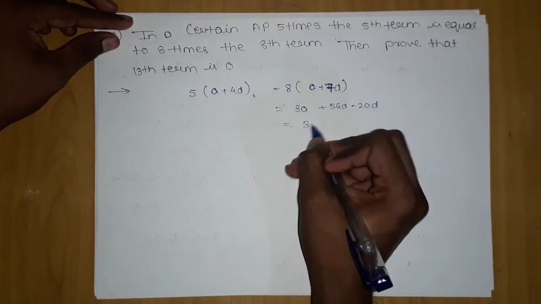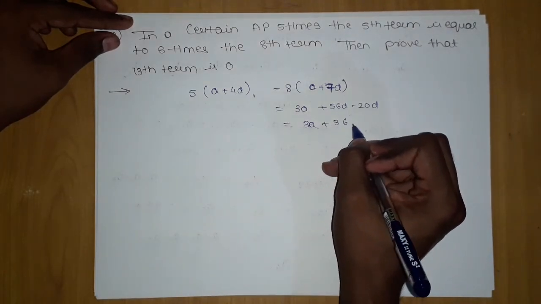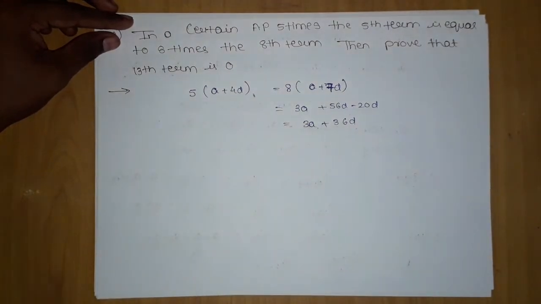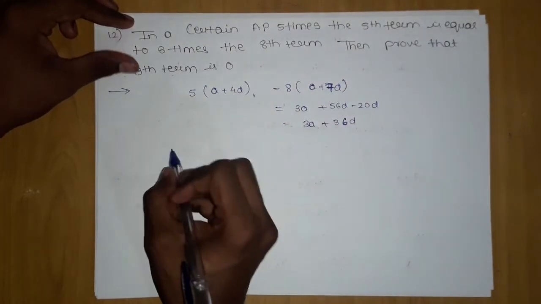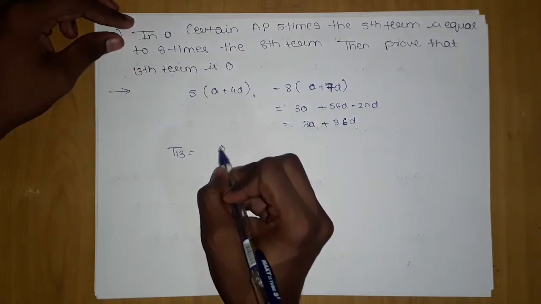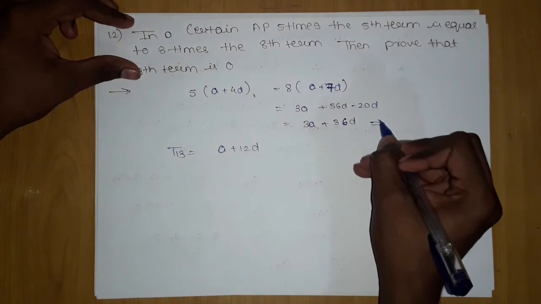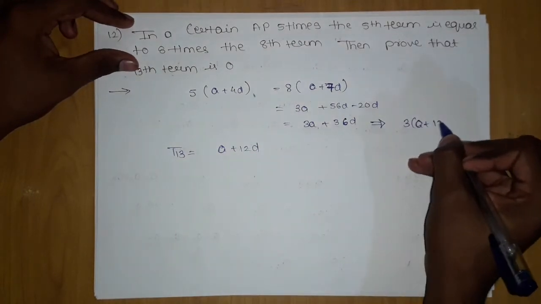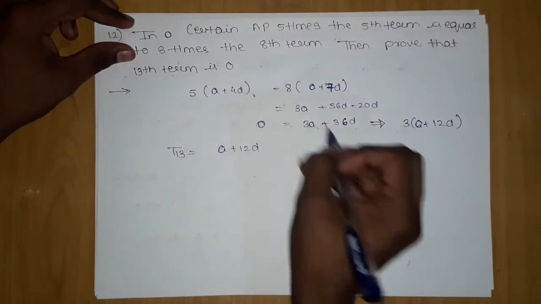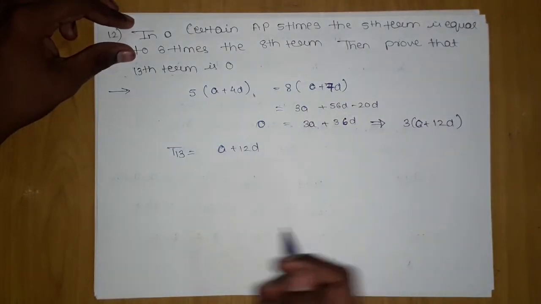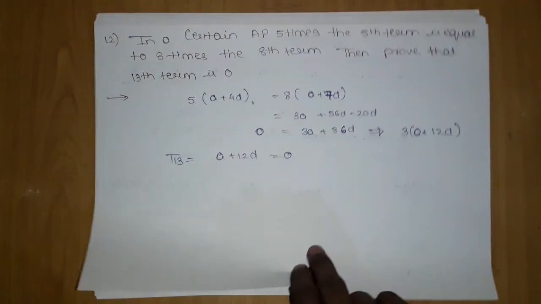Now you see 3A plus what? This is 36D. So you came across this condition. Now let's see T13. T13 is A plus 12D. But we are getting 3A plus 36D. If I take 3 common, what do I get? A plus 12D, which says it is equal to 0. Here it will be equal to 0 because everything is moved to the right side. So we proved that T13 is equal to 0 from this condition. So this was question number 12.